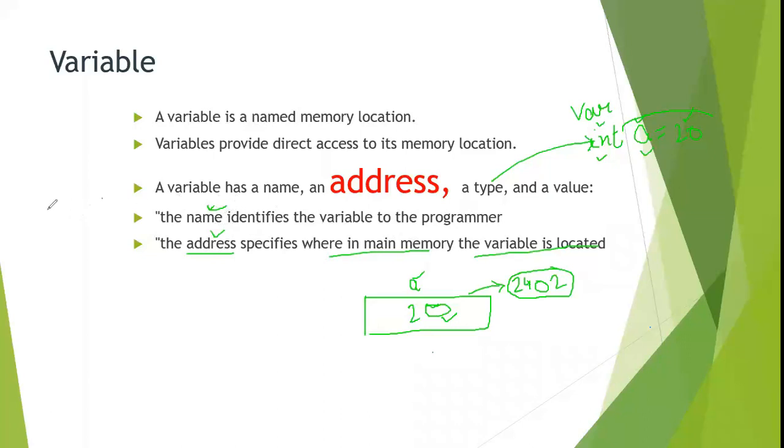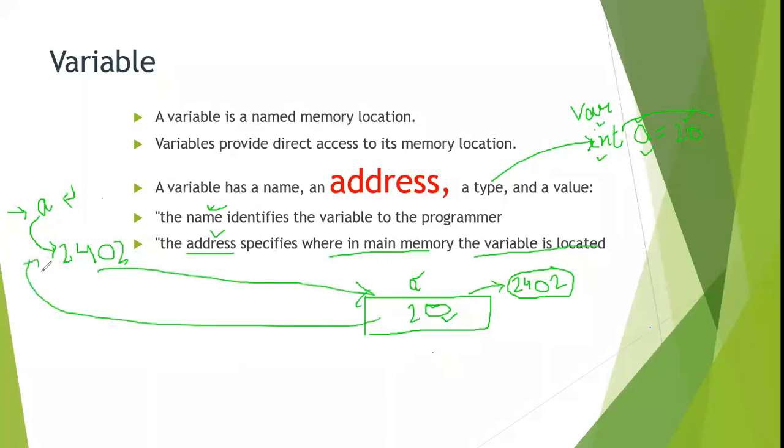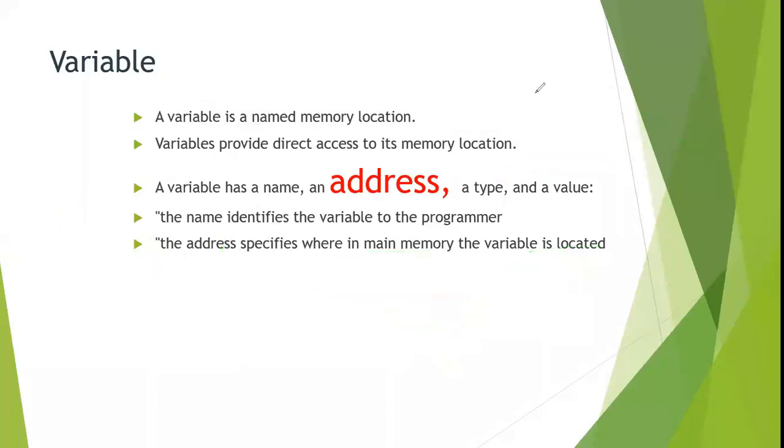Whenever a person gives a call, or I can say A enter, the command is run by the compiler. The compiler goes to the particular memory location, that is 2402, and from 2402 it brings up the value 20 and returns it to the programmer. So for the compiler, address means everything, right?